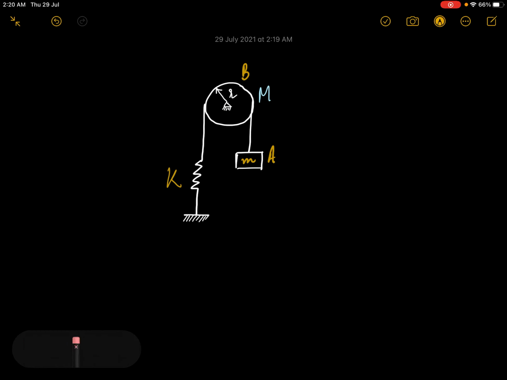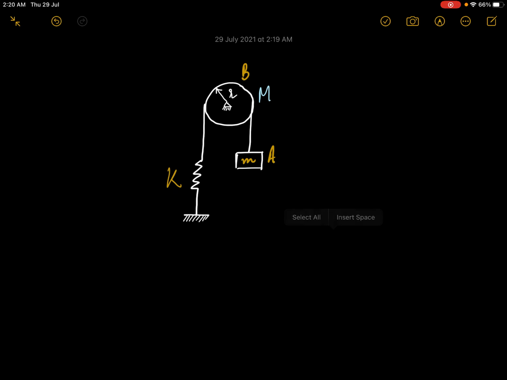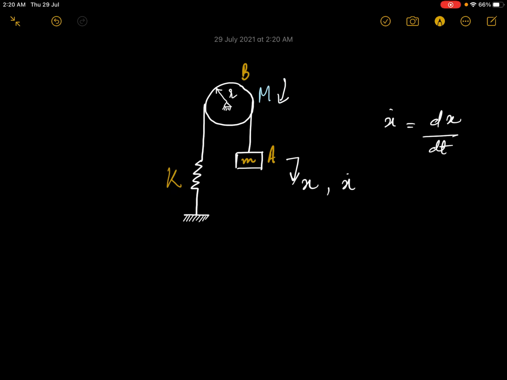So first of all, let's assume that I am giving a displacement of x to the mass, and the mass is having a velocity of x dot, or I can write x dot as dx by dt. So when I am giving a displacement of x to the mass, there will be the rotation of the pulley in the clockwise direction, and the spring is going to get stretched by an amount of x.